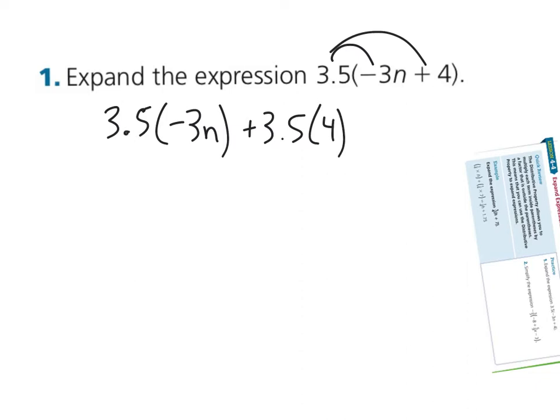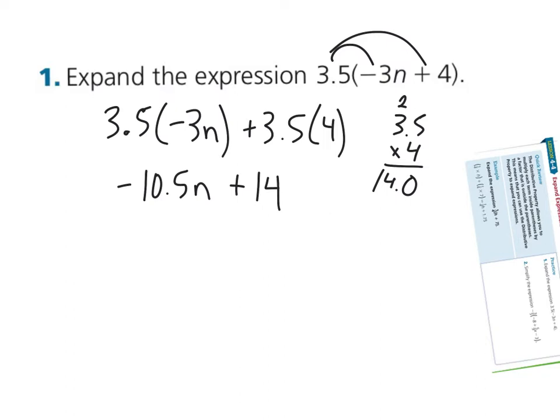So if you multiply this, work that out, that'd be negative 10.5n. And then 3.5 times 4 would be 14. You could put 14.0 if you want, but this would be sufficient. Those are not like terms, so do not try to combine those together. Only like terms can be combined.